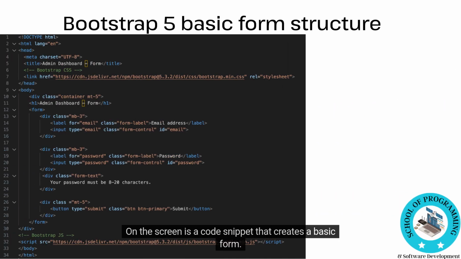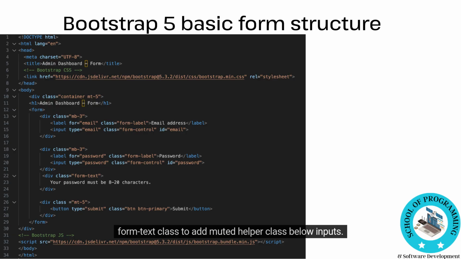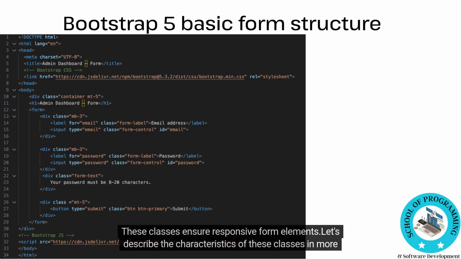On the screen is a code snippet that creates a basic form. We use the form-label class for the input field label, the form-control class for the input field, and the form-text class to add muted helper text below inputs. These classes ensure responsive form elements.